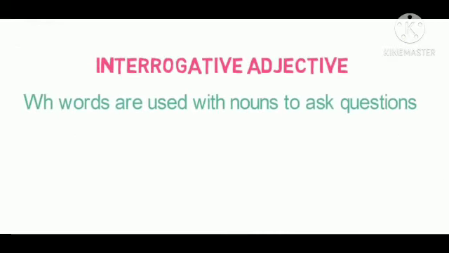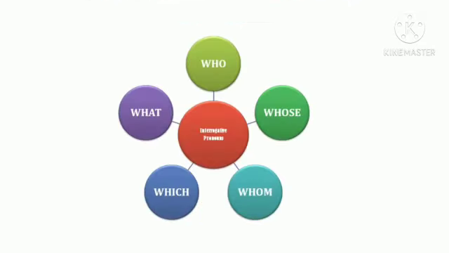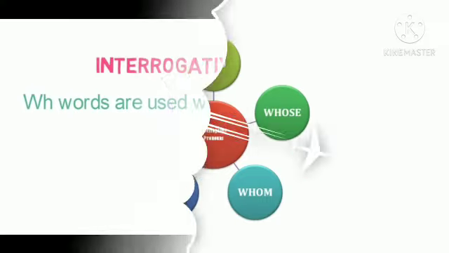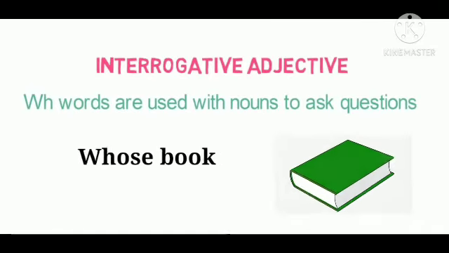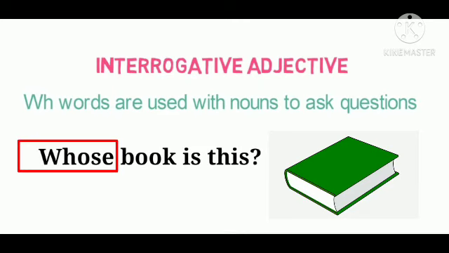Fifth one, interrogative adjectives. These are WH words which are used with nouns to ask questions. Now, what are WH words? WH words include who, what, which, whom, and whose. For example, whose book is this? Here, whose is used before book and is asking a question. So, it is an interrogative adjective.